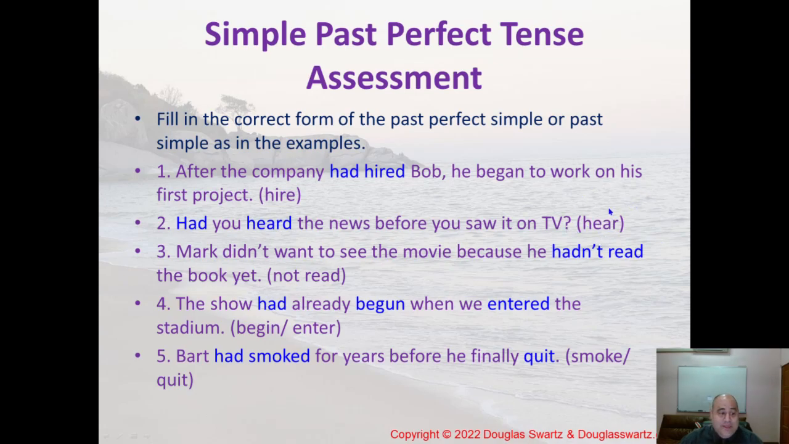Okay, let's go over the answers. Number 1, after the company had hired Bob, he began to work on his first project. Number 2, question form. Had you heard the news before you saw it on TV? Number 3, Mark didn't want to see the movie because he hadn't read the book yet. Number 4, the show had already begun when we entered the stadium. Number 5, Bart had smoked for years before he finally quit.